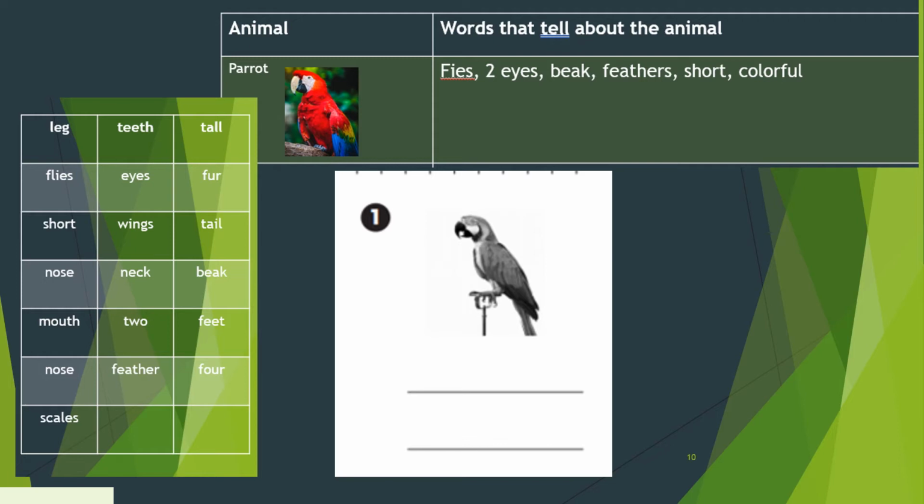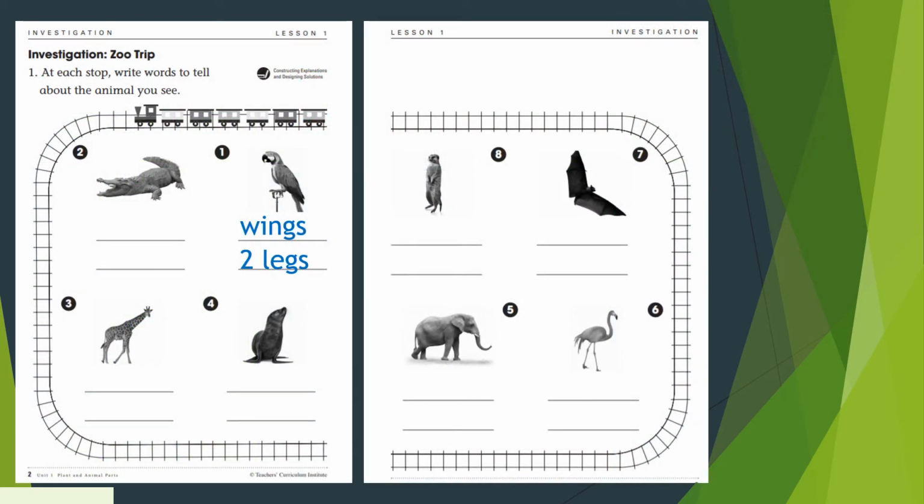So we want to find 2 words to describe the parrot. It's the first stop at the zoo. How about wings? They have wings. Parrots have 2 legs. That works, right? So on your workbook pages, you could write what I wrote, or you could think of other words.